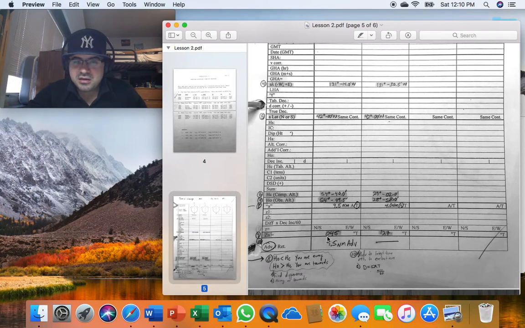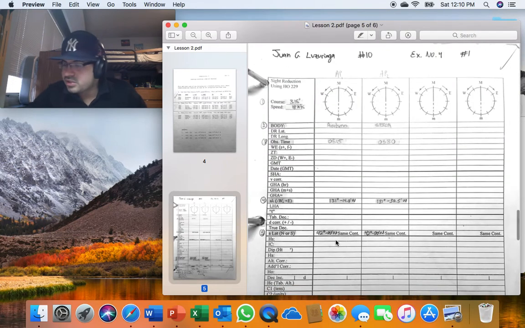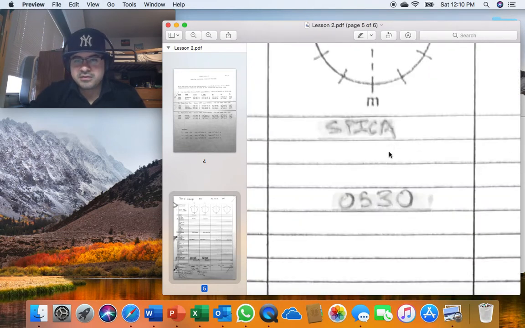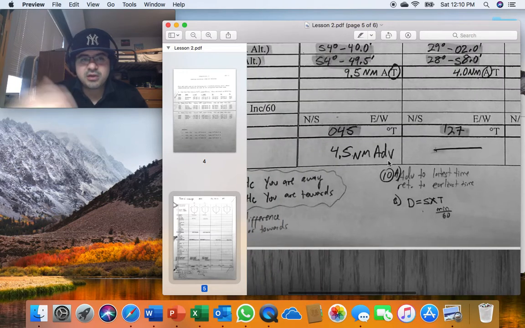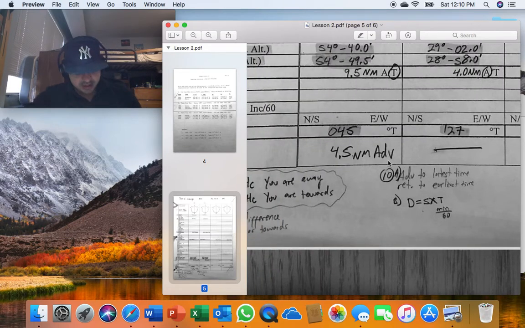And then for the advancing or retarding, if you read the question, it says two star fix, course 315, speed 18 knots, plotting label on at 5:30. So the first one was at 5:15. The second one is at 5:30. So the thing that you have to remember is that you have to advance it. Simple, right? And how are you going to advance it?